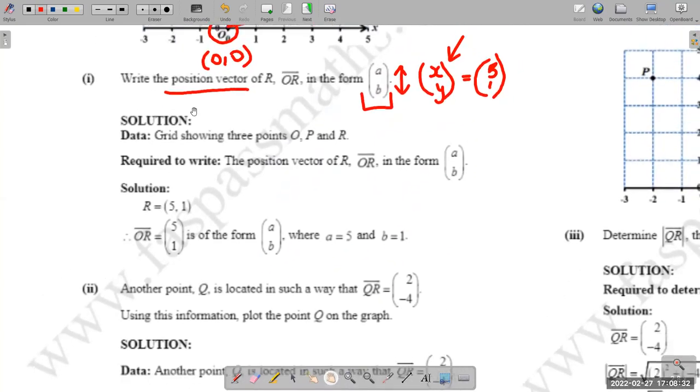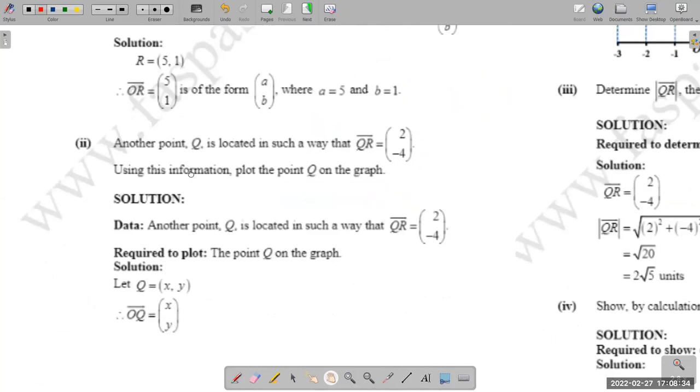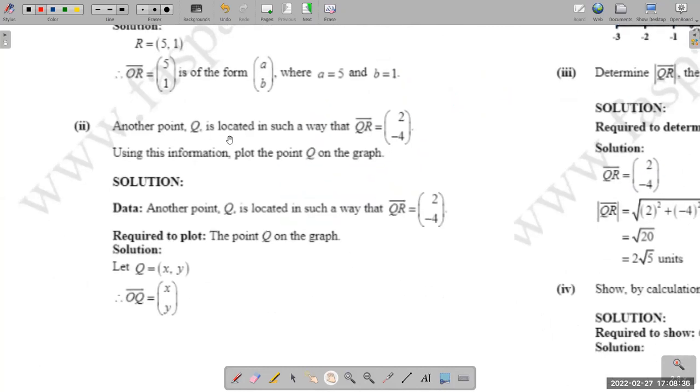Next question. Another point Q is located in such a way that QR is 2 over -4. Using this information, plot the point Q on the graph. Now question: do I just plot this point here, 2, -4? Yes or no? Would these two things be the same thing?